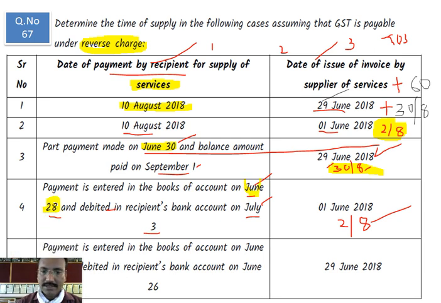So you have to answer in the table. Last column, time of supply, is which one? 28th June. So move to the next one now. Next question is which one? The serial number 5. Payment is entered in the books of accounts on which date?